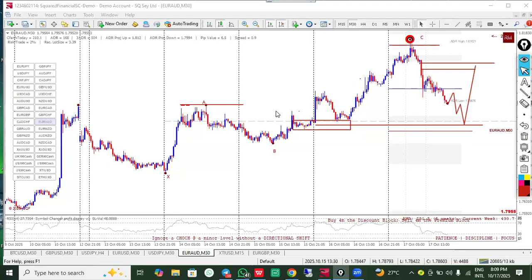Whenever you look at your chart, try as much as possible to mark out your SABC. That should be what you need to look out for.